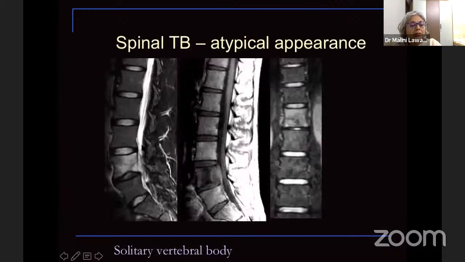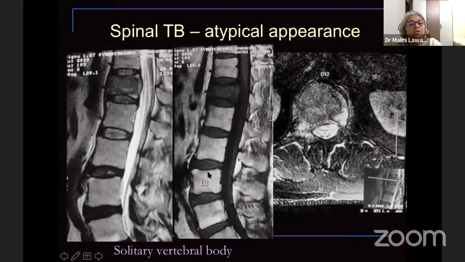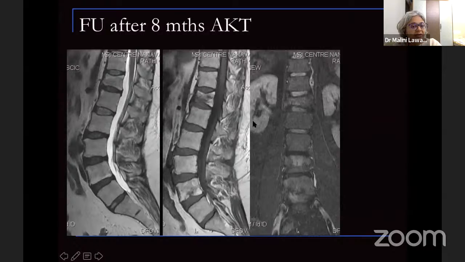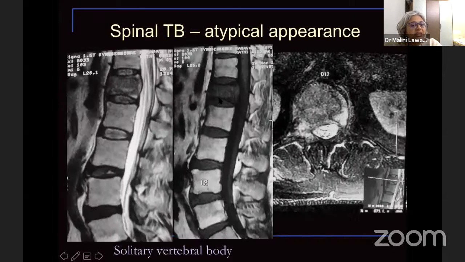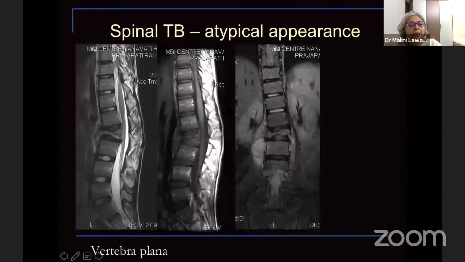Atypical, we discussed that day, you may have a solitary vertebral body involvement, no disc involvement at all. And sometimes this can get difficult to distinguish from tumor like this, something like this. This was the initial one, and this is after treatment where it has improved. But initially it may become difficult to say TB or tumor, and you may need a biopsy for that. Again, solitary vertebral body, vertebra plana, but then you have an abscess here, so you know it is TB.